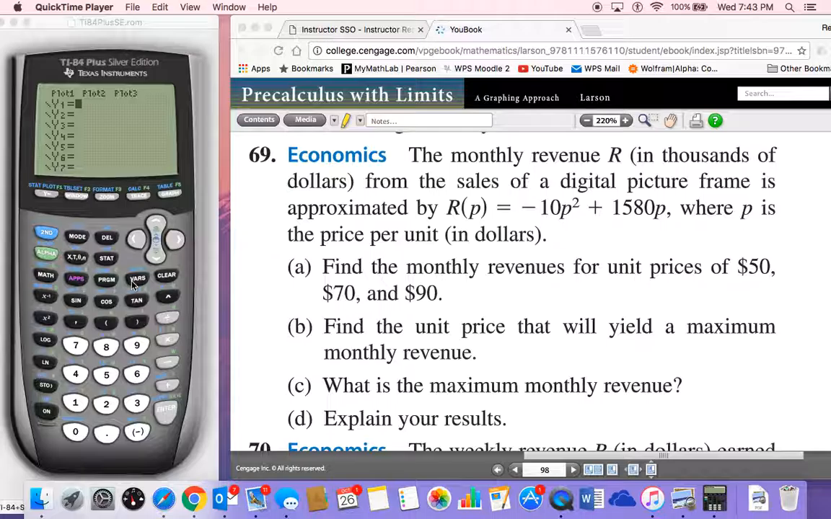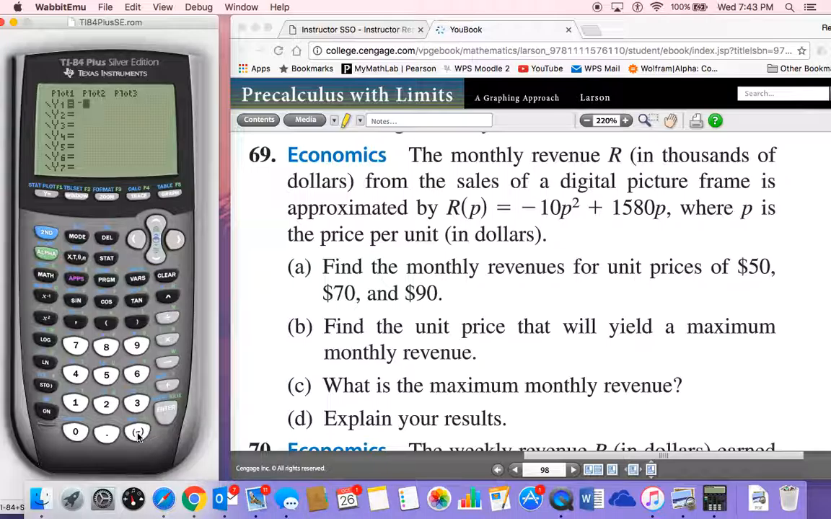So this is number 69 on page 98. The first thing I'm going to do is go into my y equals menu and enter this function. This function just has two terms, so it's a binomial. Remember, for negative 10p, this is the negative sign. Do not use the subtraction sign. It'll give you an error.